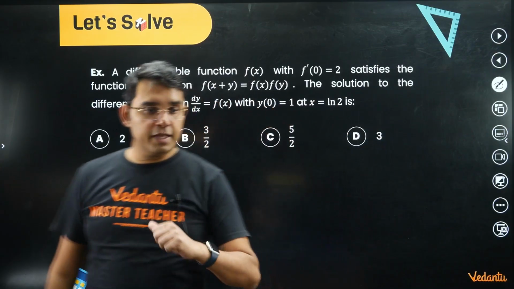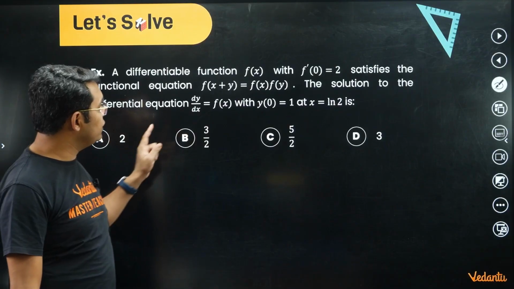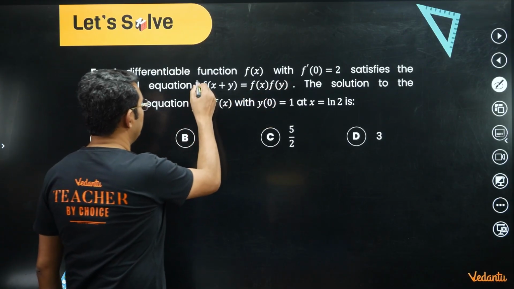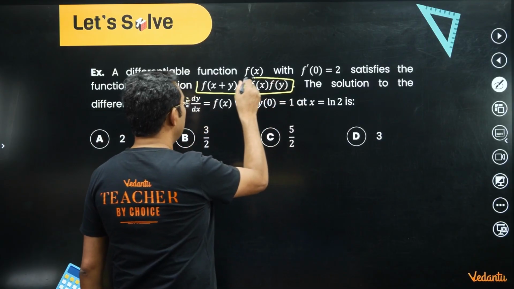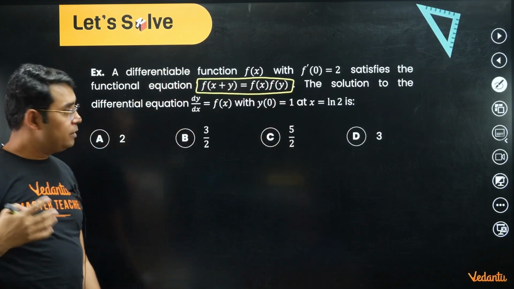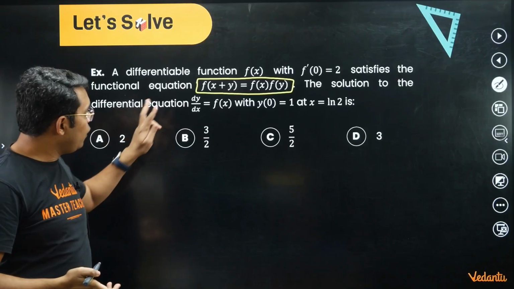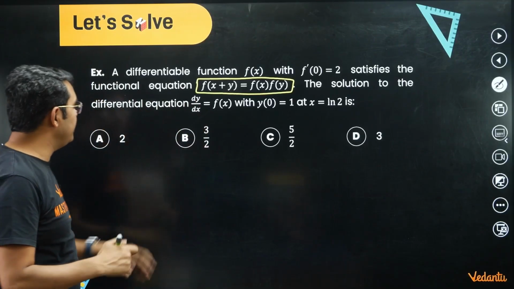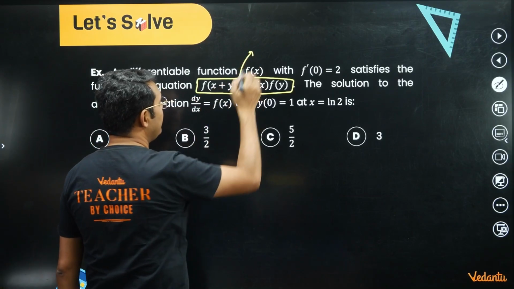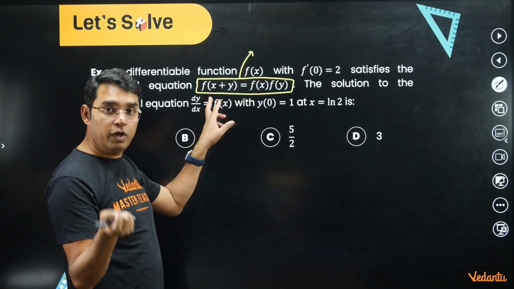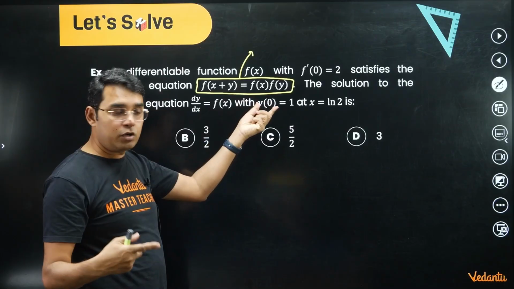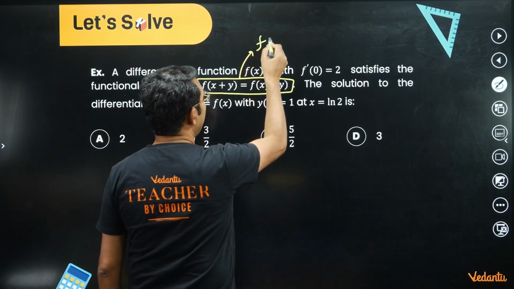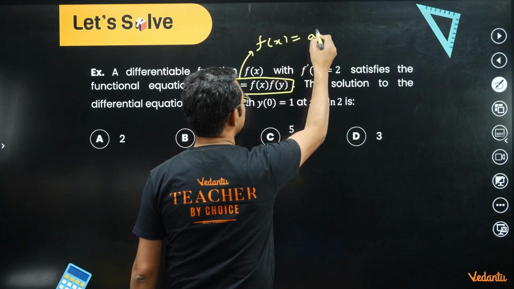Coming to this question, we are given a differentiable function f(x) with f dash 0 equal to 2 and satisfying this functional equation. Now dear students, I would like to tell you how to solve this functional equation. First of all, by observation also we can say it will be some exponential function. Whenever x plus y is given to f and it makes a product of the function f at x and at y, it has to be some exponential function, nothing else.